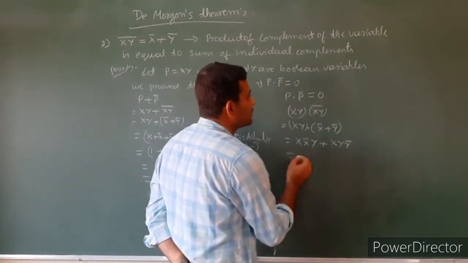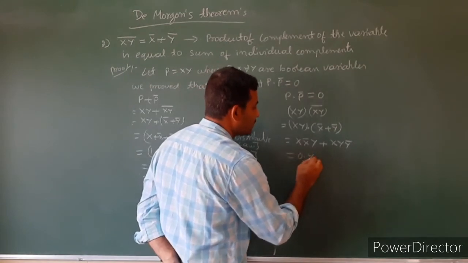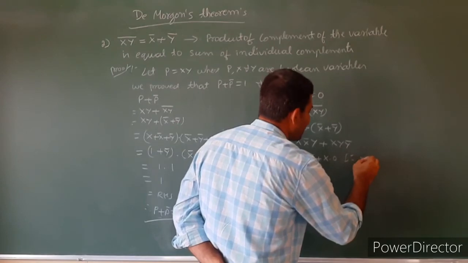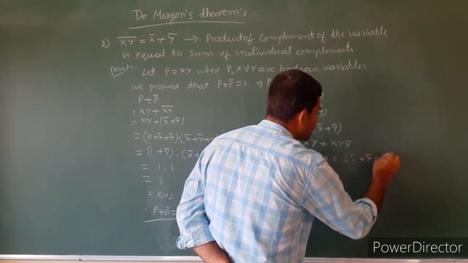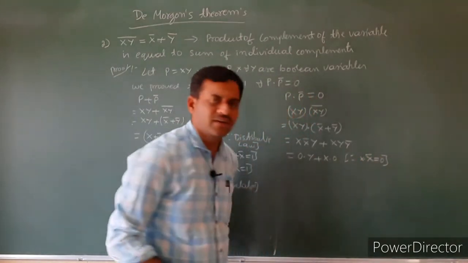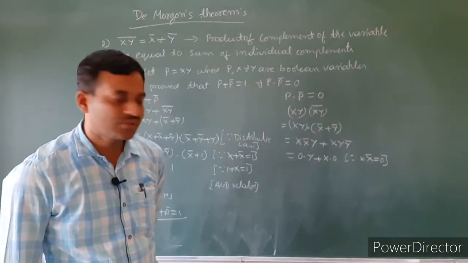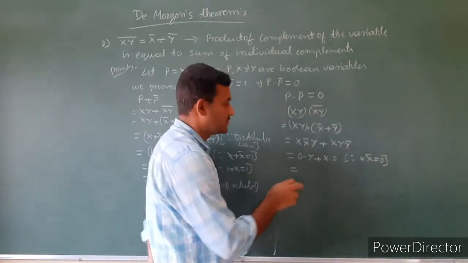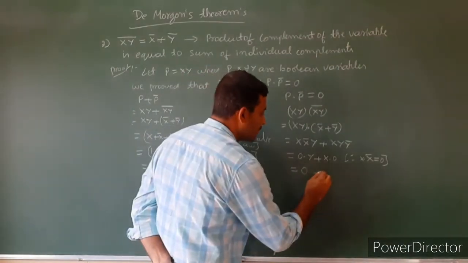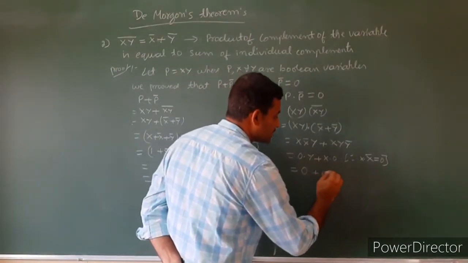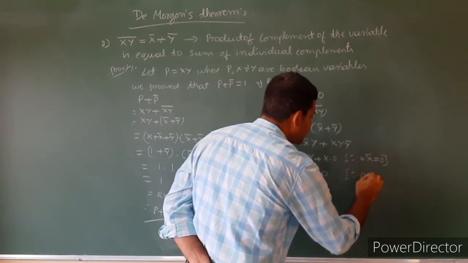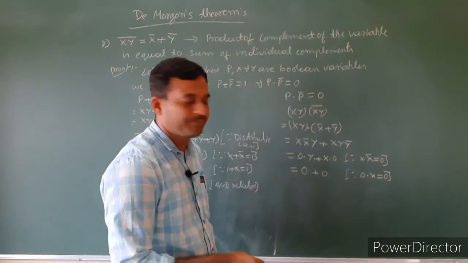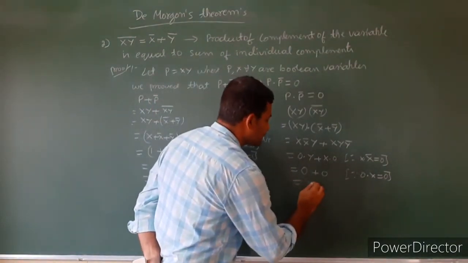Again, what is the value of x into x bar? That is 0 into y, and here x into 0. Why? Because by the complementarity law, x into x bar is equal to 0. Then 0 into y is 0 by the properties of zeros and ones, plus x into 0, which is also 0, because 0 into x is equal to 0. Then 0 plus 0 is equal to 0.